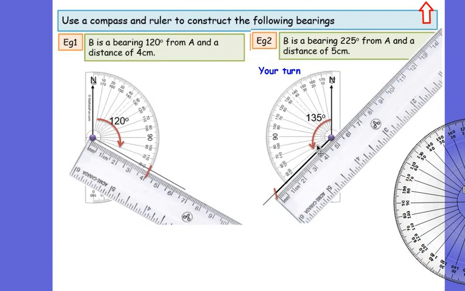You'll notice that on this example, instead of working out 225, I've worked out what the other angle might be by taking 225 away from 360 and measured it that way. You can choose either method, whichever works better for you. I do not mind, they both work. Over to you, Year 9.